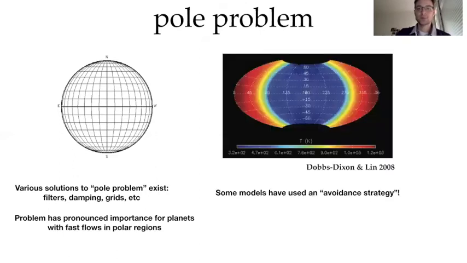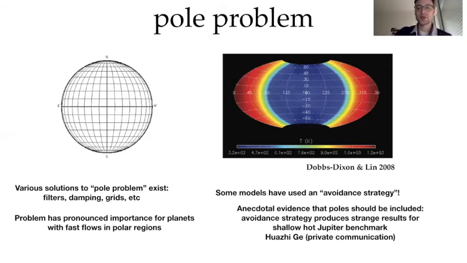One particularly troublesome solution to this is an avoidance strategy. This model from Ian Dobbs-Dixon just omitted the polar regions in the hot Jupiter simulations entirely. And Kevin Heng has always been very critical of this approach. Recently I found that criticism was somewhat validated when I was talking to a student of Xi Zhang's named Huazi Ge. In their model, they were running this shallow hot Jupiter benchmark and finding very different results when they omitted the polar regions. So it's sort of validating our choice of a grid to solve this problem.